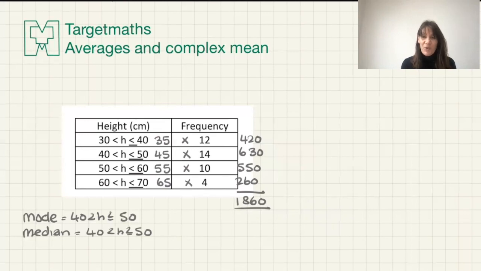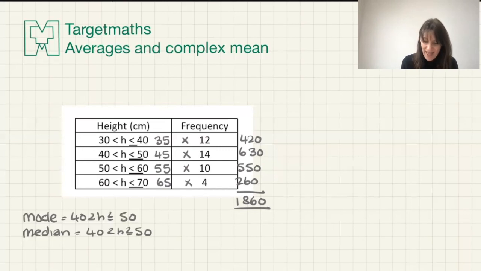So I've added them all up. I have to divide by how many are there. This is the biggest mistake I see. People divide by 4. They divide by 4 because there's 4 rows. The rows are just the organization of the data. It's just the table. It's got nothing to do with how many are there.